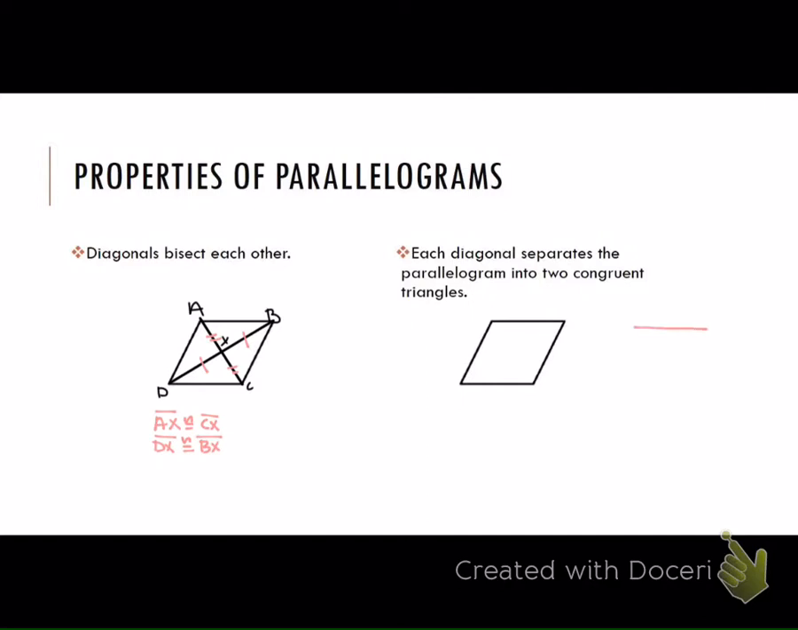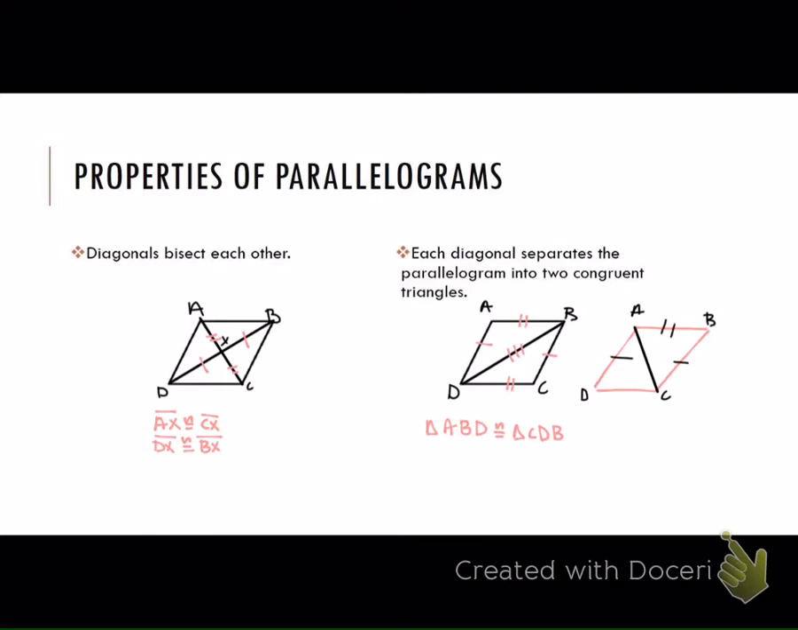Each diagonal separates the parallelogram into two congruent triangles. And that's because of side, side, side. So we know opposite sides are congruent, and they share this. So triangle ABD is congruent to triangle CDB.